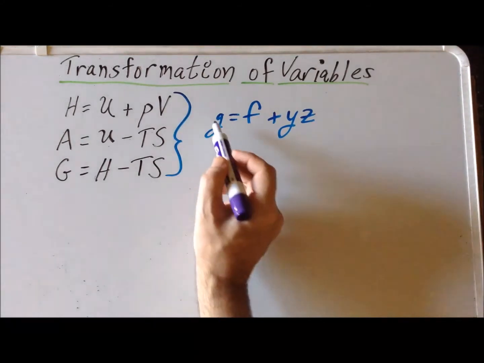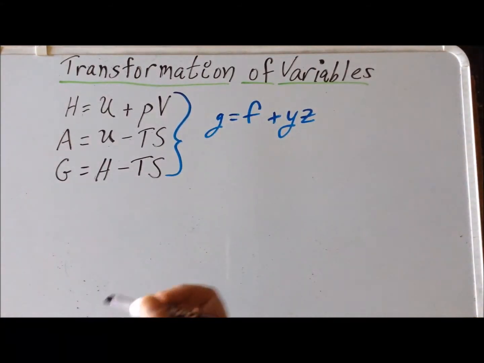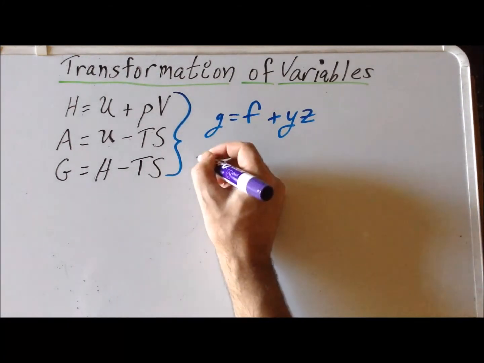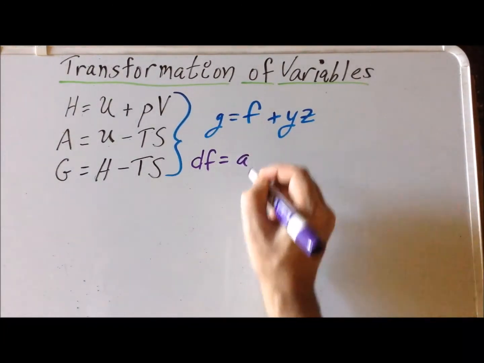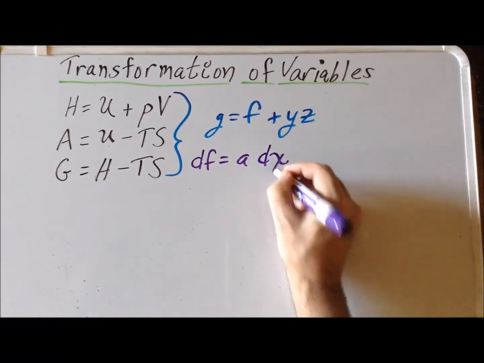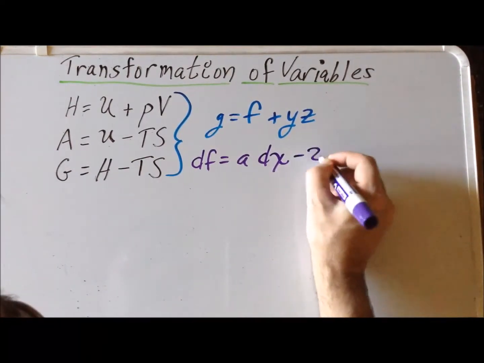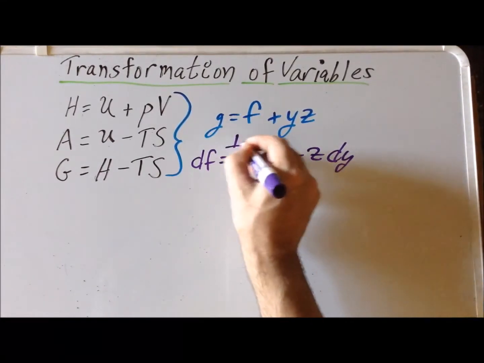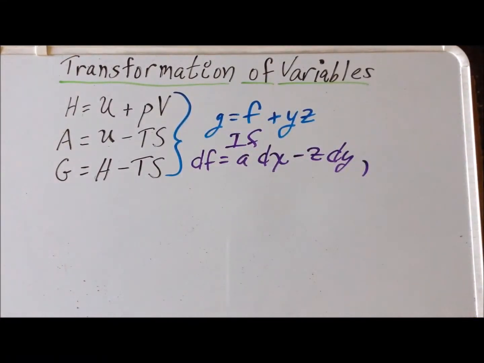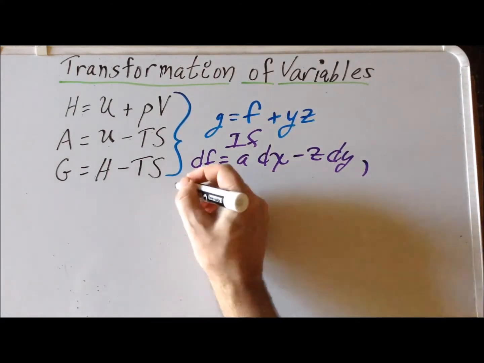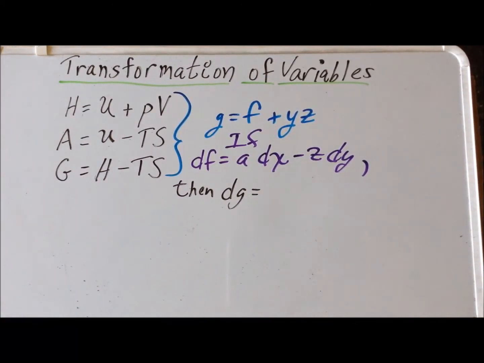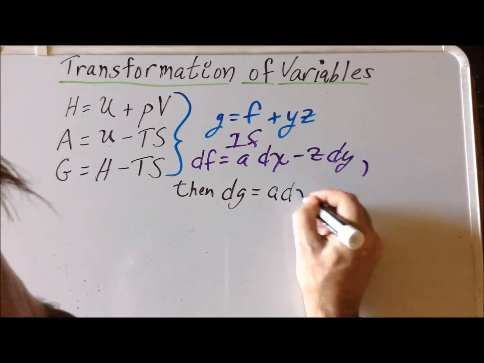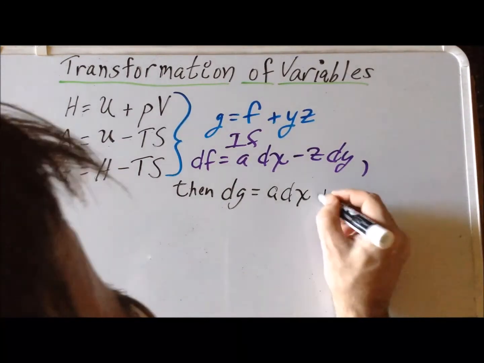We shall now prove that if we have functions f and g of this type, and we know that the exact, total differential df can be written a times dx minus z dy, then to prove that the differential dg will be a times dx plus y dz.